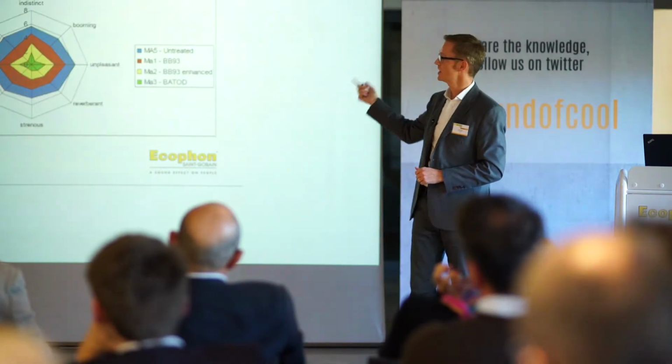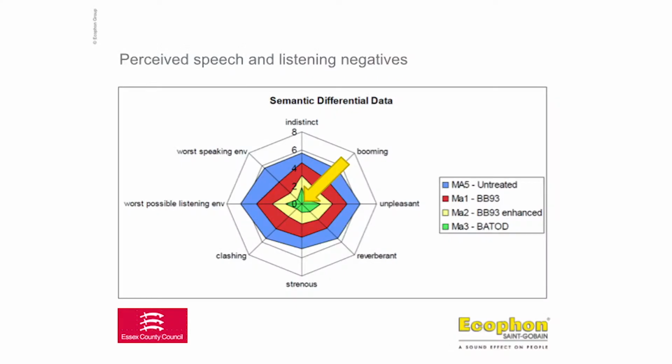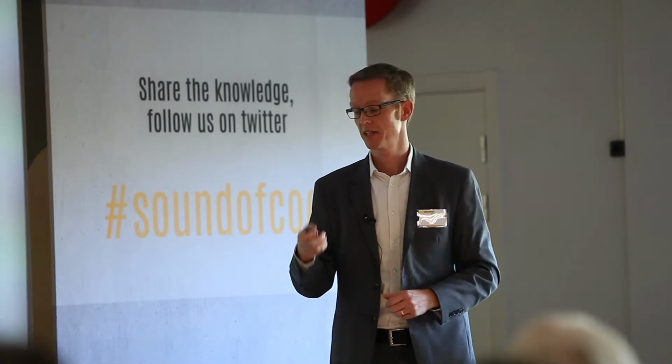And if we look how it was perceived, subjectively, the blue is the no acoustic treatment, red is the first lot of acoustic treatment, and increasing yellow and green to the highest level. And you can see this is minimizing the perceived negatives. So for example, it became less booming, less low frequency in sound. It was better for speech and better for listening, the better they got this.